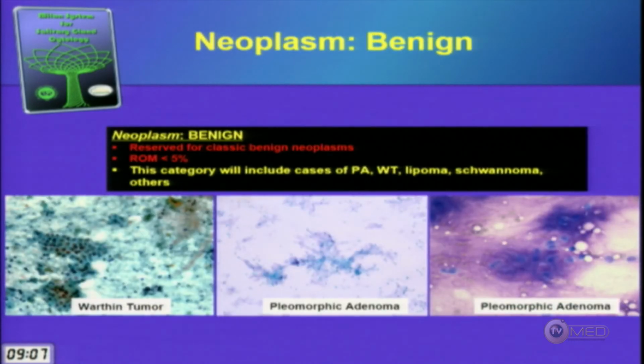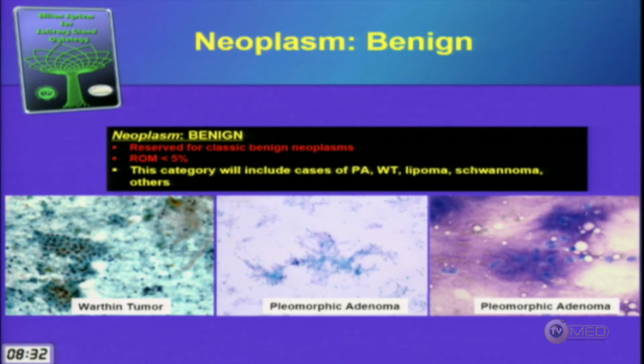Okay, there are two neoplastic categories, benign and uncertain malignant potential. We separate these out because the benign category, we want this to have a very low risk of malignancy, less than 5%, and that means that for some patients who may not want to risk the complications from salivary gland surgery, or for patients who are not surgical candidates, the clinician will feel comfortable following these patients, okay?